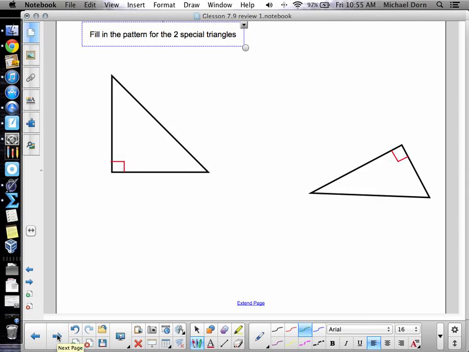Patterns for special right triangles. These are still an issue for people. Again, leg root 2, short leg root 3, and the hypotenuse is 2 times the short leg. We've had that pattern on this board probably 20 times in the last 3 weeks. Okay, maybe not 20, but I bet 10. All right? If you don't have that down, you have to.